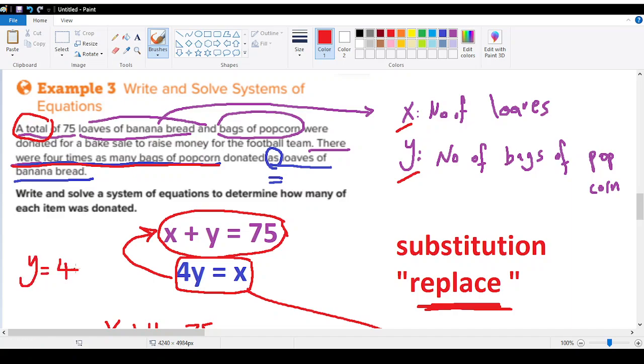y equal 4x. لو نقرا السؤال عدل شو كاتب لي؟ There were 4 times as many bags of popcorns donated as loaves of banana bread. If we read the sentence and understand it, who is more, popcorn or banana? Banana. لا البوبكورن. صبر شوي، شو كاتب لك؟ There were 4 times as many bags of popcorn, so popcorn is the greater thing. Okay? So we have y equal 4x.